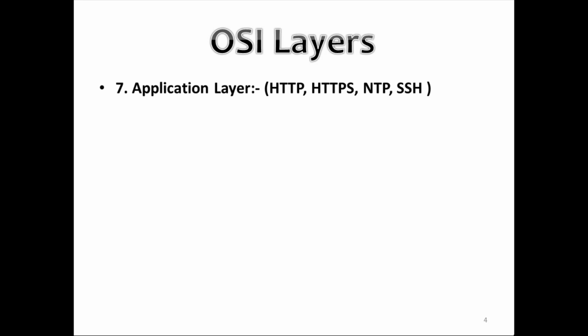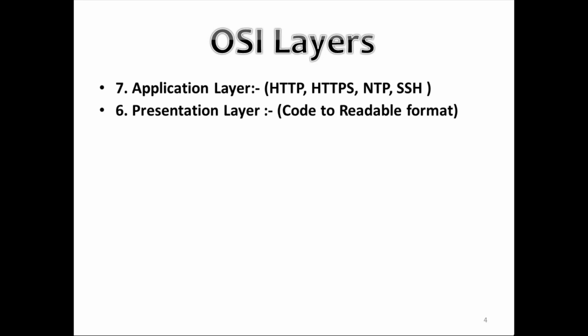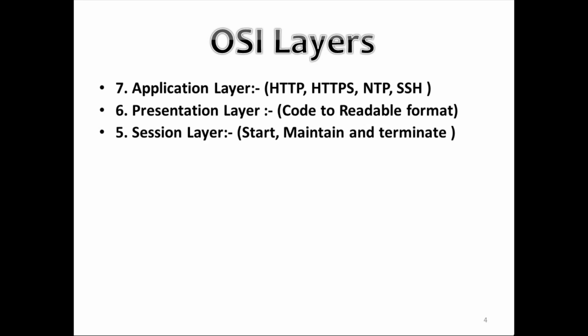In the OSI, we have those seven layers. The seventh layer is the application layer. It is the user interface layer, we can say, where the user interacts with the service through an application, like HTTP, HTTPS, NTP, SSH, and so on. Next, the sixth layer, the presentation layer. This layer converts the code format into a readable format for the application layer. Session layer, the fifth layer, sorry. The session layer is responsible for starting, maintaining, and terminating the session once the transmission is completed successfully. This layer is only responsible for the maintenance and management of the session.